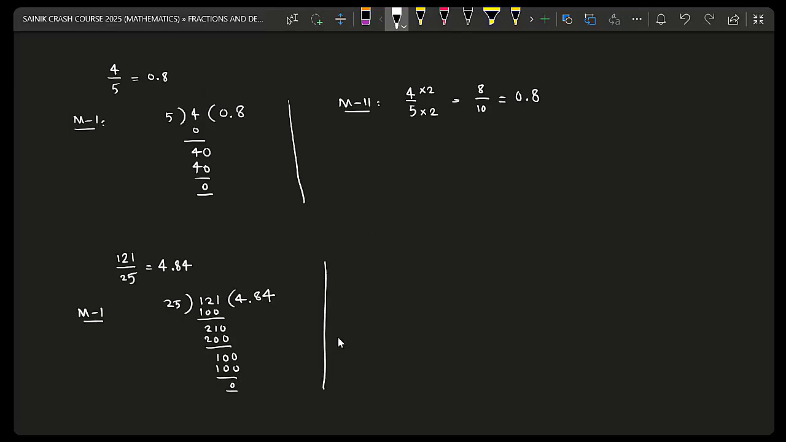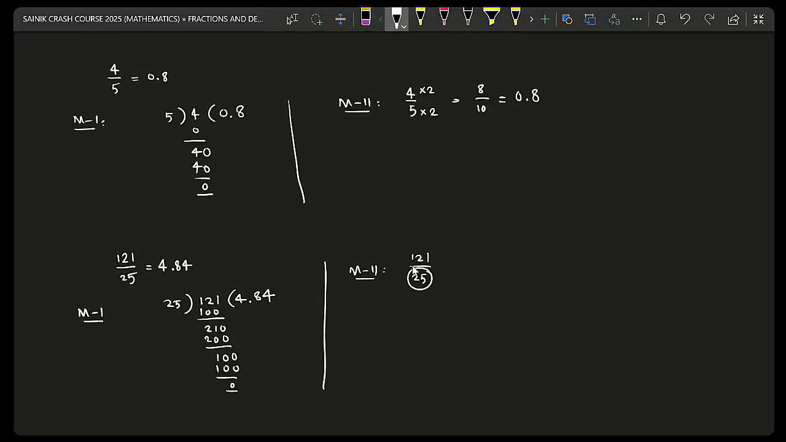Now let's try method number 2. Method number 2, what I said, just write 121 by 25. Concentrate on the denominator. The denominator is 25. So can I convert this 25 into any 10 power form? Can I convert into 10? Can I convert into 100? Can I convert to 1000? Like that. Can I convert 25 into 10? No, we cannot do that.